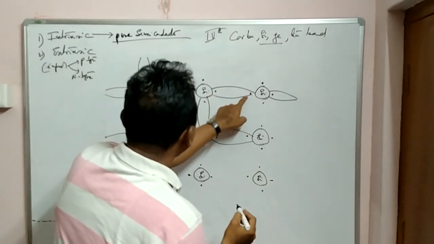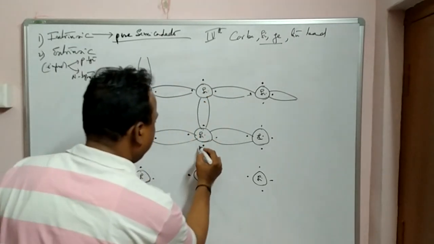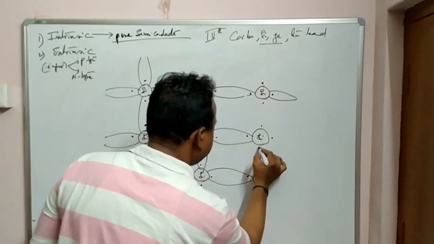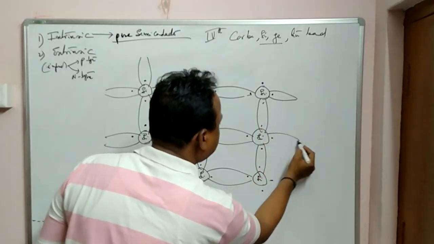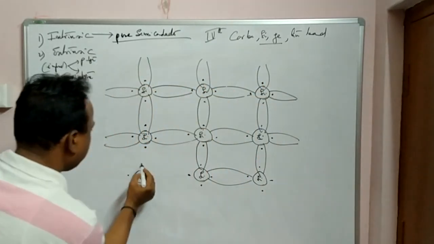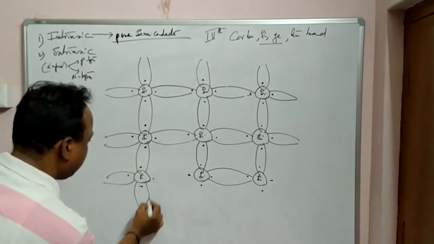1, 2, 3, 4, 5, 6, 7, 8. 8 electrons in the outermost shell. So you can see there is no unpaired electron because it is a pure one. Find out where the unpaired electron is. You can see sharing a pair of electrons outside. Again you can continue.